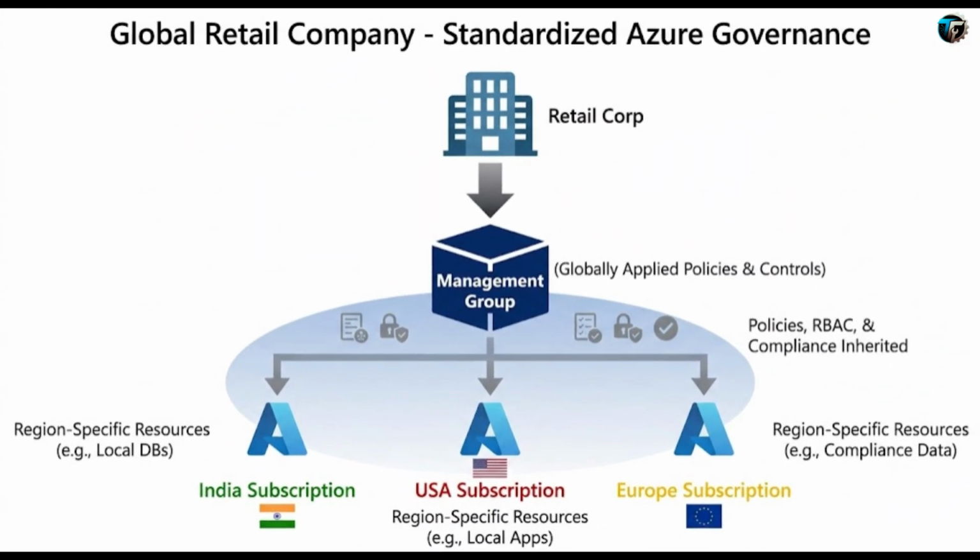Imagine a global retail company operating in India, the United States, and Europe. Each region has its own Azure subscription. Instead of managing them separately, the architect creates a single management group called Global Retail. Now all regional subscriptions inherit common governance automatically.